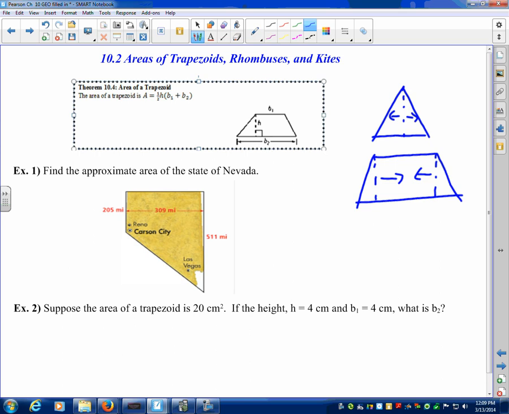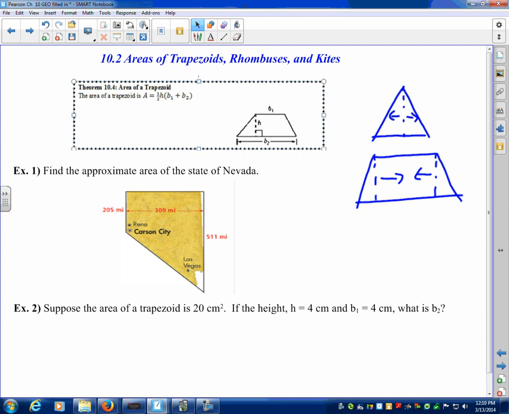So this formula is exactly the same as it is for a triangle. It's 1/2 base times height. It's just that a trapezoid has 2 bases. That's it.